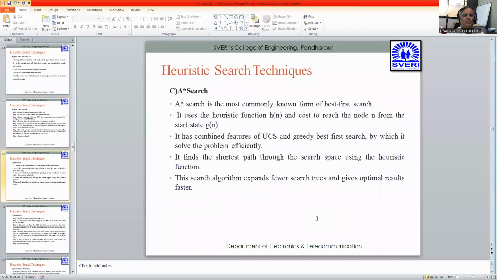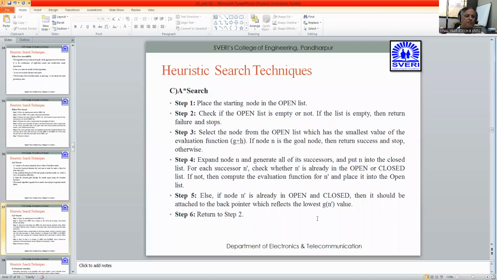Then we have the A star search algorithm, which is quite similar to what we have seen in uninformed and informed search techniques. It is the most commonly known form of best first search. It has a heuristic function h of n and a cost function from the start state g of n. It finds the shortest path through the search space using heuristic functions, and it expands fewer search trees and gives optimal results faster. So this is the A star search algorithm.